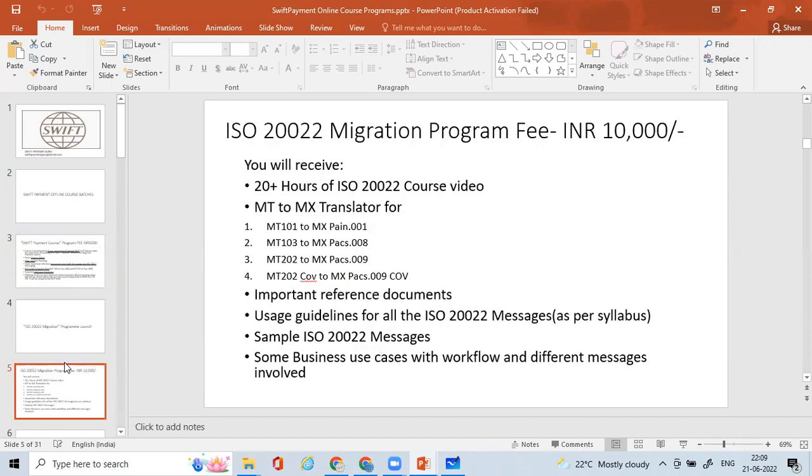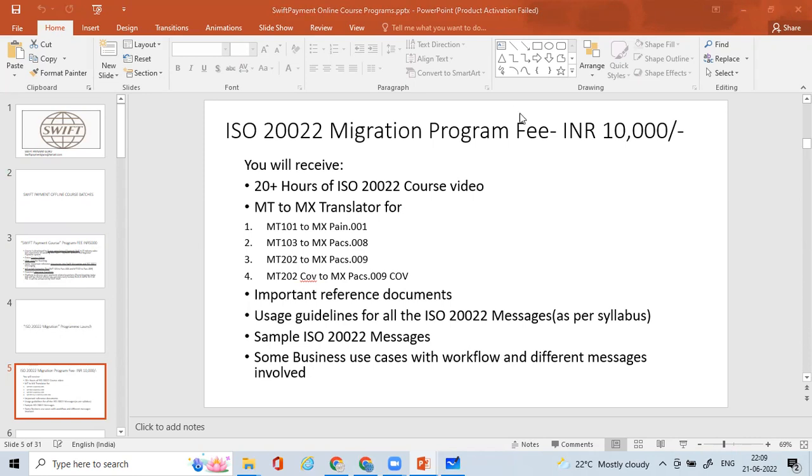And there is one, the newly launched one, which is quite popular and in high demand right now, because the world is migrating into ISO 2022, as in all the high value payment systems, and all the banks are migrating into ISO 2022. If you want to know how to migrate, and what you need to understand to get started with the ISO 2022 migration, this is the best program you can make use of.